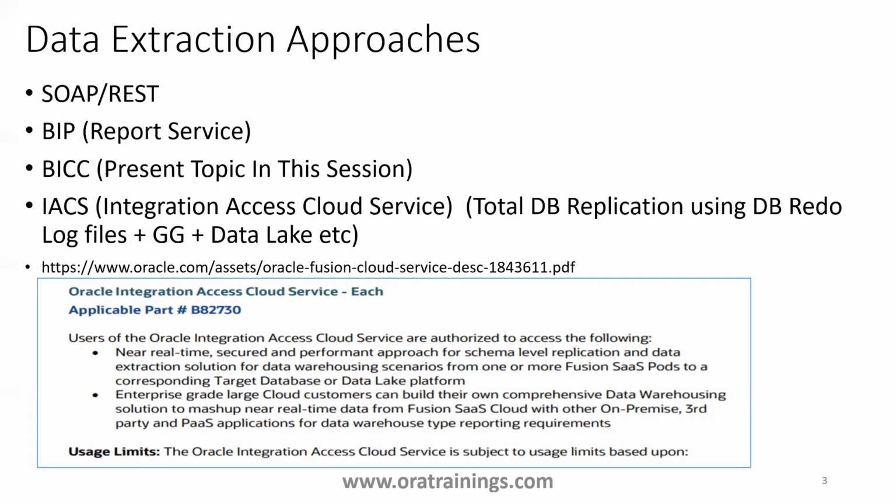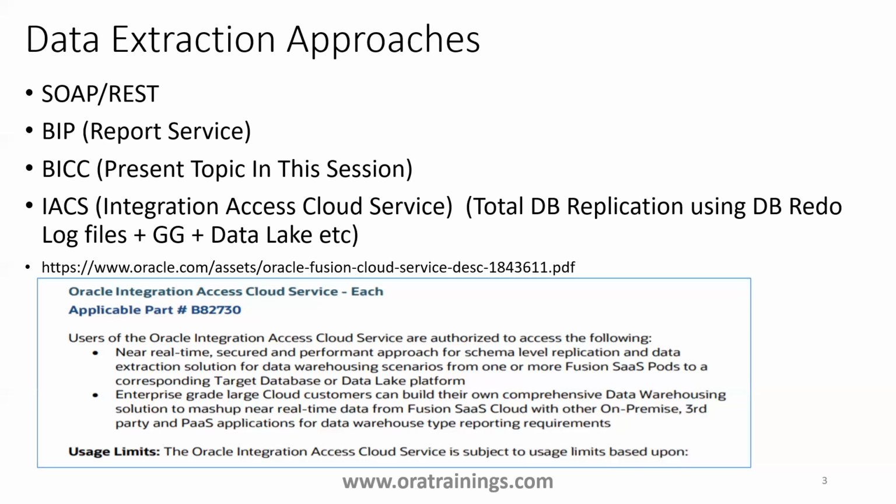Now, in the Fusion ERP scenario, these are the approaches which are available. The first one is using a web service approach, either SOAP or REST. The availability of a web service depends upon the entity which you are using. Okay. Next one is that you can design a BIP report and schedule a BIP report service job and you can get the data. The other thing, which we'll highlight in our session today, is BICC, Business Intelligence Cloud Connector.